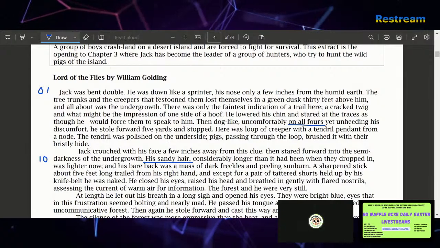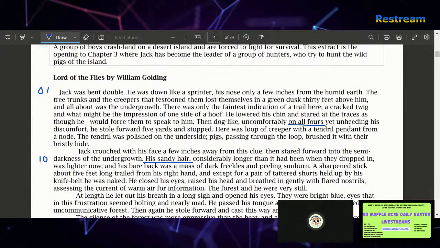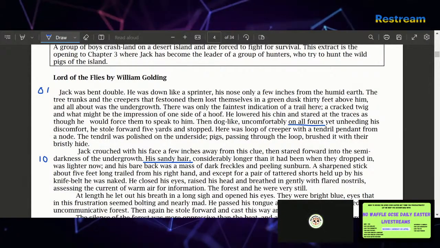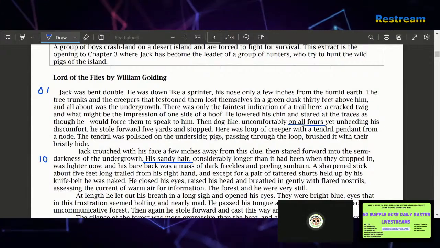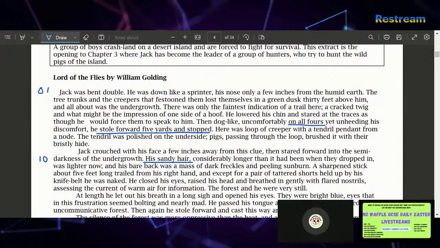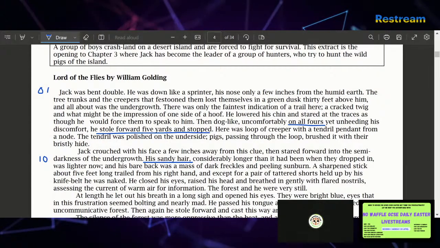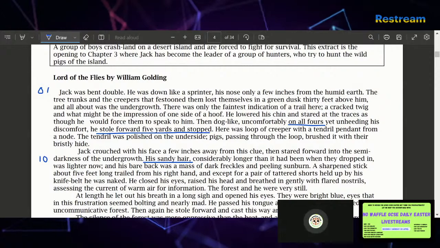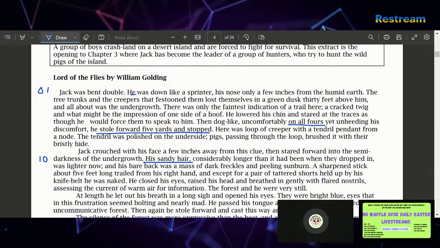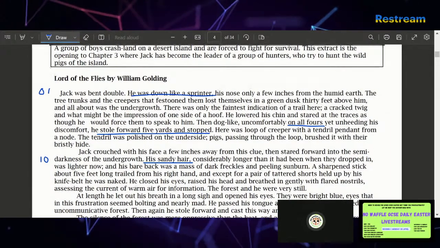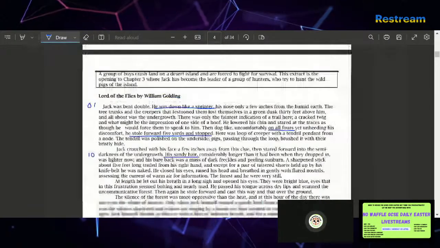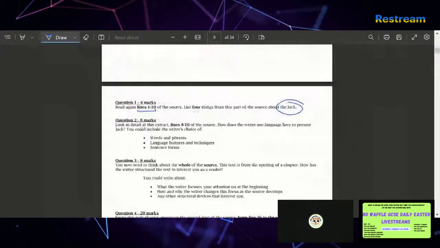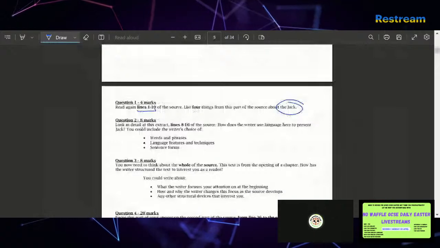So this is a harder text. You would not normally get this, but you can just say he stole forward 5 yards and stopped, and he was down like a sprinter. You can say these 4 things. Okay, so that's question 1 done. That's why it's always important to read the question first, because then you can list the 4 things.